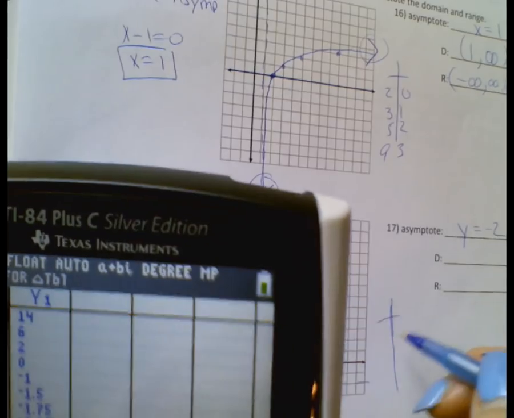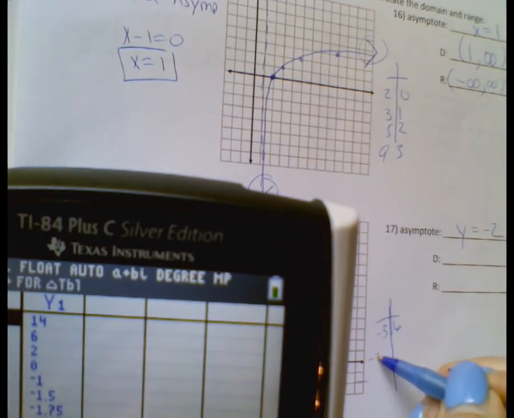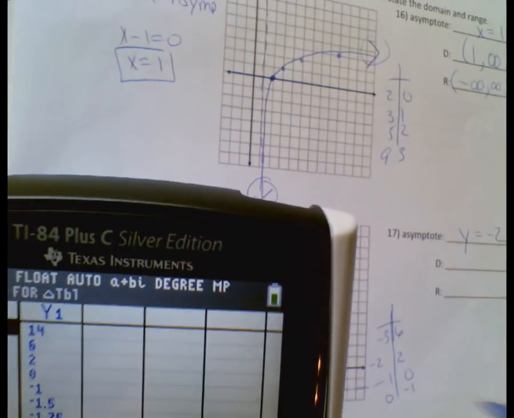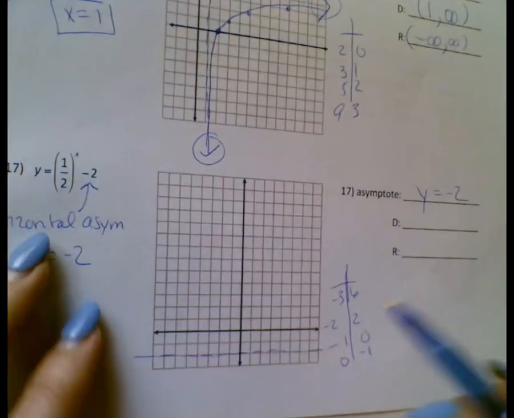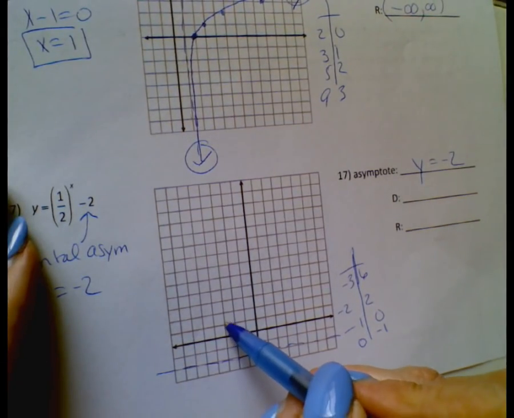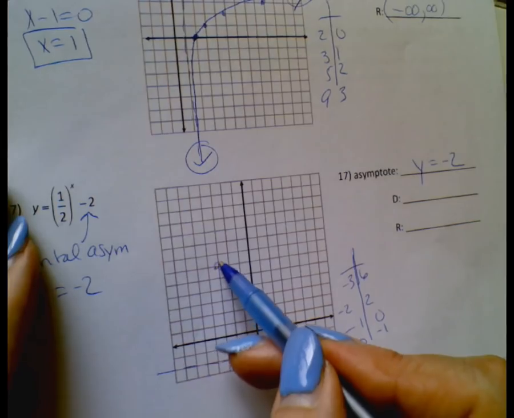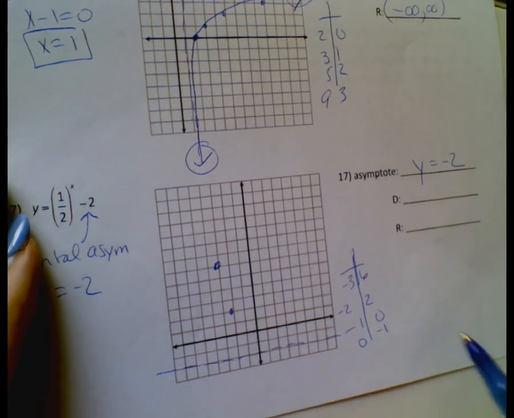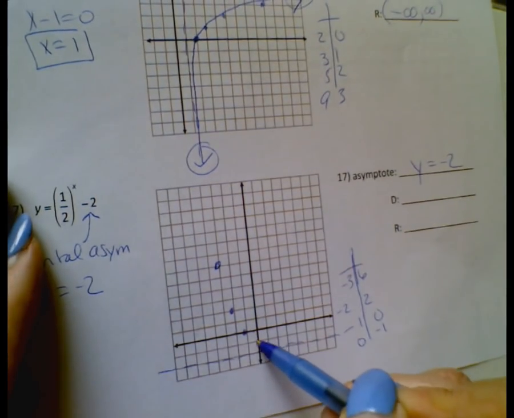Looks like (-3, 6), (-2, 2), (-1, 0), and (0, -1). Those look like the good points. So (-3, 6), (-2, 2), (-1, 0), (0, -1).